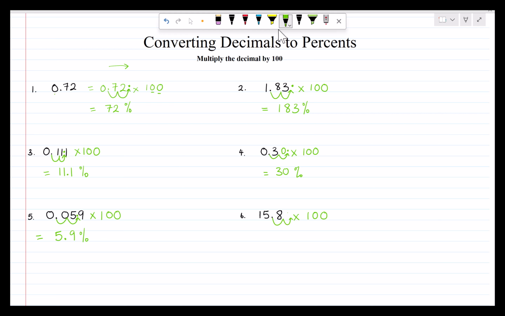Example number 6, we are going to multiply this by 100 and we'll move 2 places, 1, 2. And remember, if there's no number, we simply add a 0 and we have our decimal point right there. And our final answer becomes 1,580%.